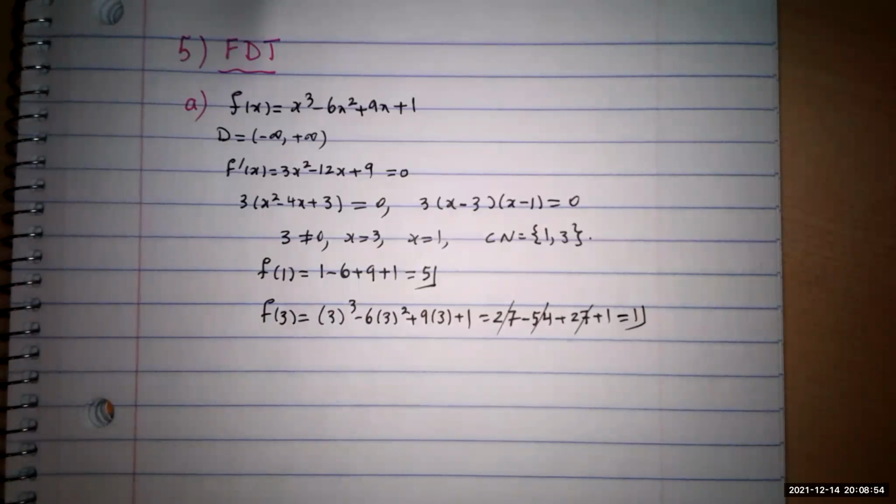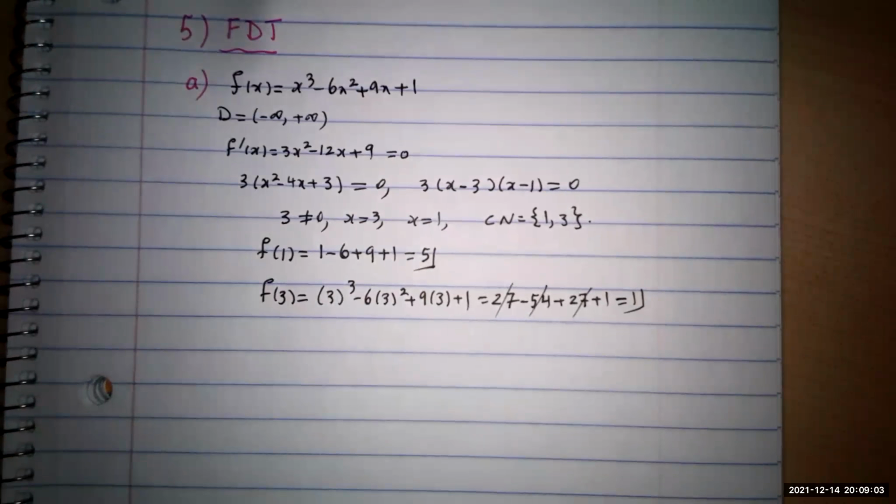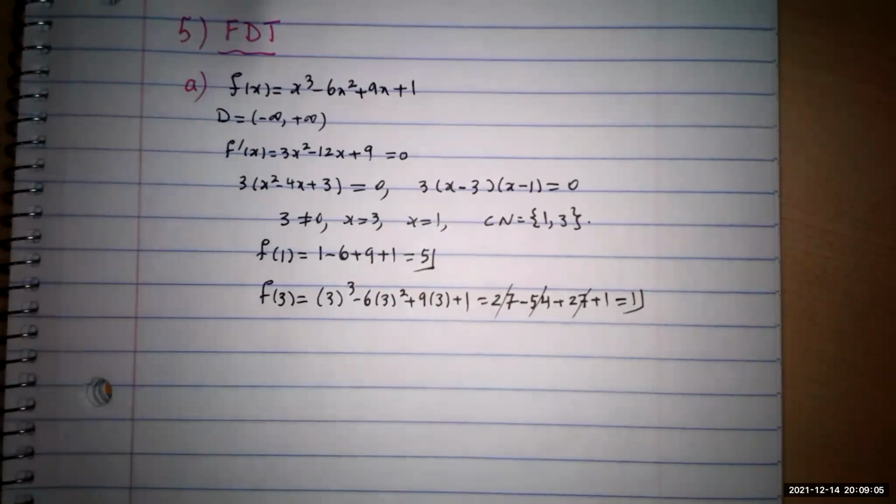So we have f of 1 equal to 5, and f of 3 equal to 1. Now we have to test it. You have to do the first derivative test for this one, because that is the only test that tells you where the function is increasing or decreasing. Otherwise, the second derivative test can be used also, but not for this one, remember.